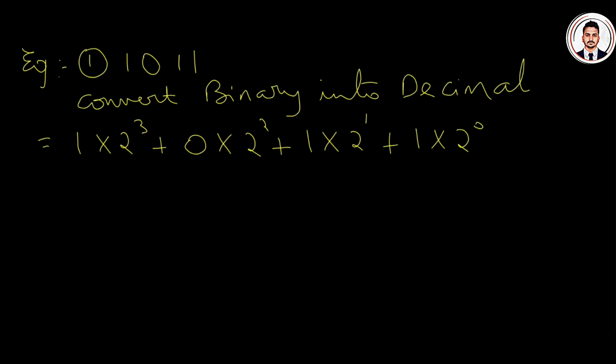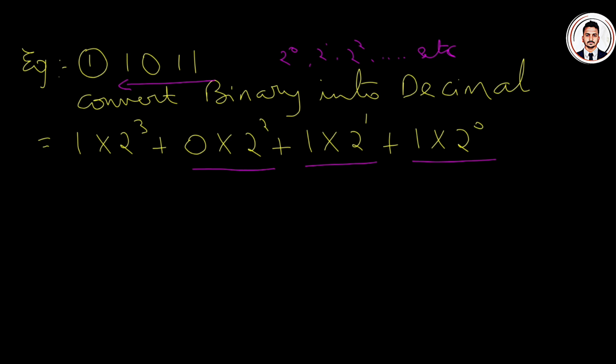Actually, what we need to do here is consider the digits from right to left. As I said earlier, each digit represents a power of 2. So we need to start from 2 power 0, 2 power 1 and so on. Here the rightmost digit is 1, so for that 1 into 2 power 0, and next to that is again 1, so for that 1 into 2 power 1.